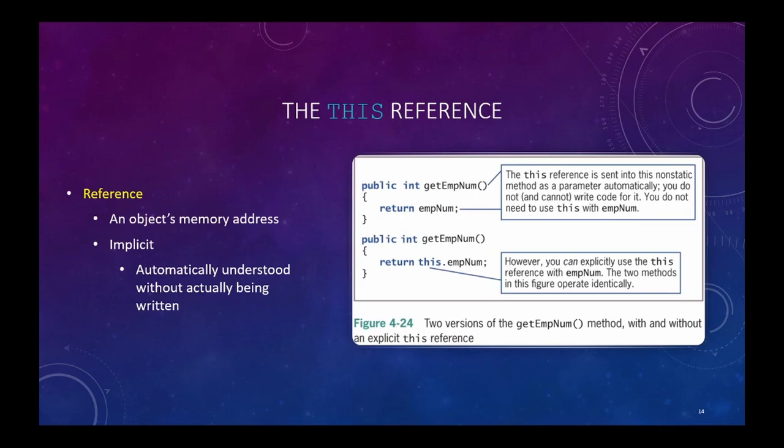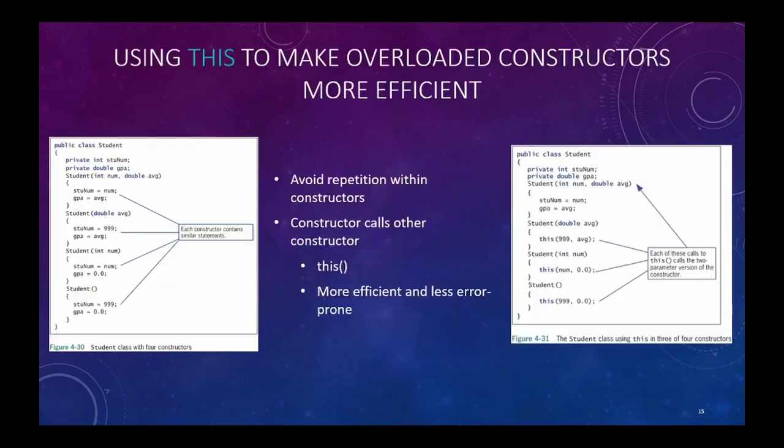This is a reference to the object's memory address, okay? So in some instances, it can be automatically understood without actually having to be written that way. So these two methods, get employee number, will operate exactly the same. One's going to say return employee number, the other one says return this employee number, okay? The implicit this is in the top one, okay? The explicit is in the bottom. In this instance, this was only added for clarity, but they're both actually going to operate the same. So this is not always needed, but it can be added for clarity.